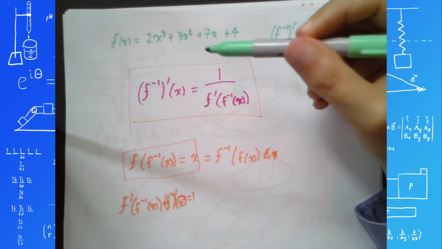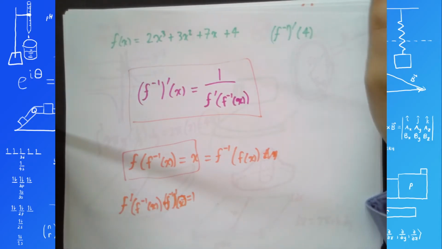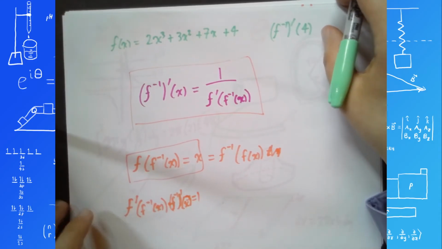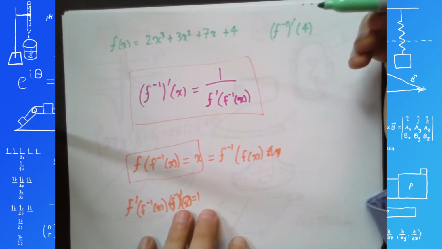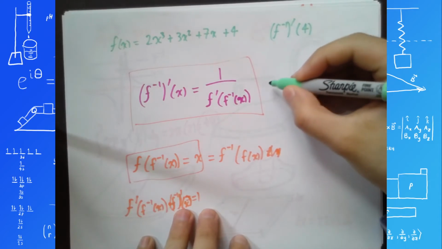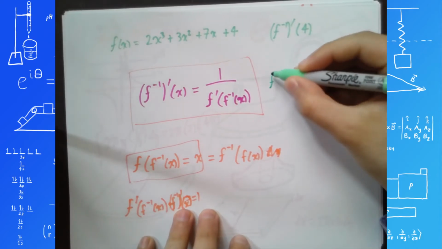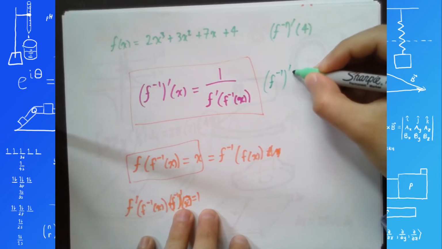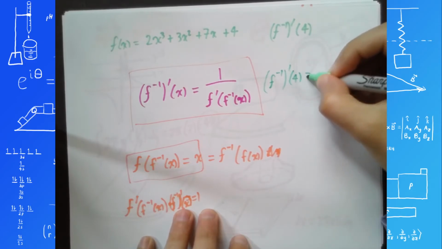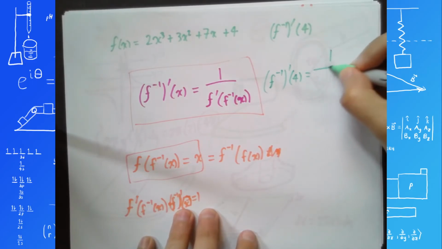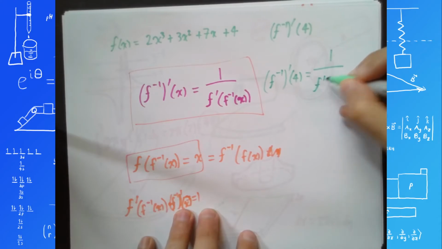Okay, so tangential topics aside, how would we figure this out? So f inverse prime of 4 would equal 1 over f prime of f inverse of 4.